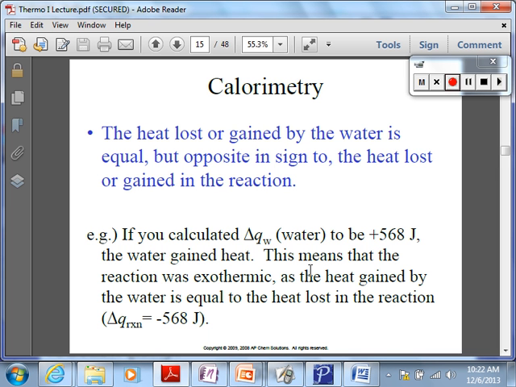So for example, if you use that equation and you find delta Q to be positive 568, Q for the reaction is negative 568. Good. Makes sense. If you find the water to be negative, the reaction's Q will be positive. So you just got to remember to flip your sign, because what you're calculating is Q for the water, so Q for the reaction is the opposite of that.